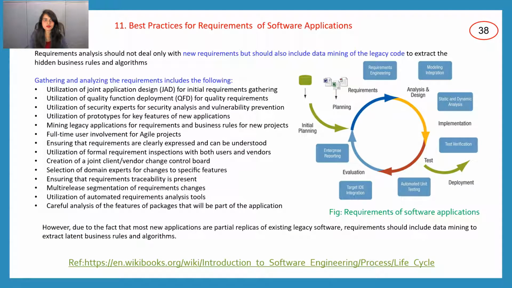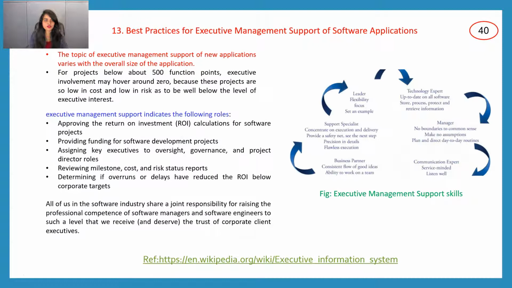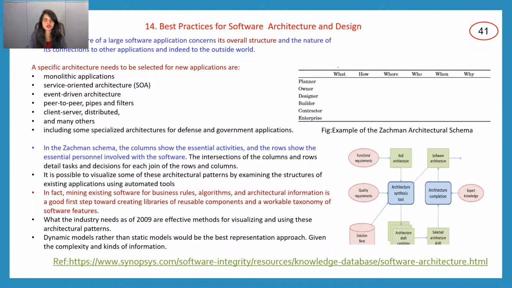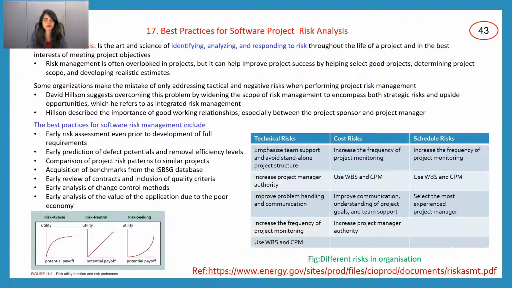The other one is the best practice for requirements of software applications, and we need to gather and analyze the requirements. We have requirement engineering, modeling, integration, static and dynamic analysis, test verification, automated testing, target IDE, enterprise, etc. And this is the other practice: user involvement in software projects. And the other one is software architecture and design, which is very important in order to avoid errors initially, and software project planning is also important.